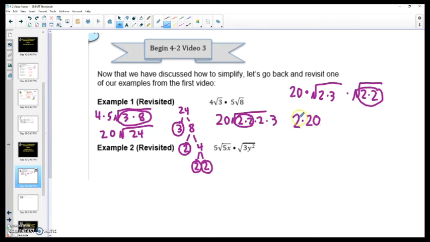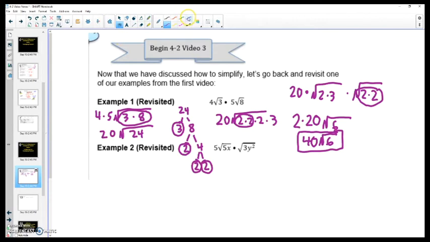Real simple, we're just going to do 2 times 20. And then underneath here we had 2 times 3, which is going to give us 6. On the outside, 2 times 20 is going to give us 40. So our final answer is 40 square roots of 6. And we have simplified our multiplication. This is what you will need to do from here on out. You will need to go ahead and simplify it to its simplest form, that way you can get the most complete answer.